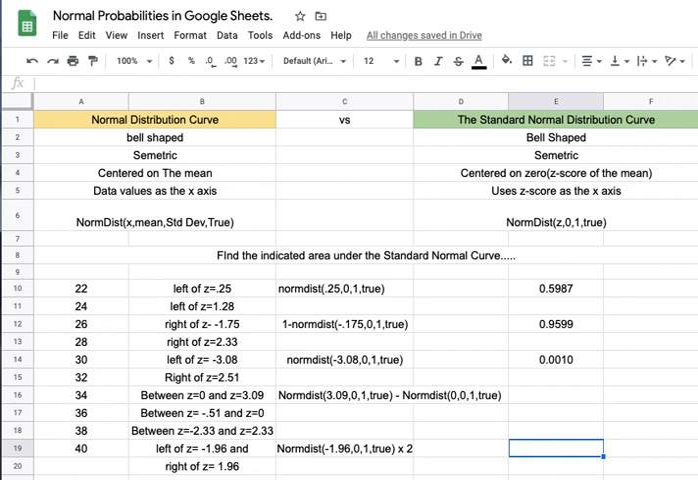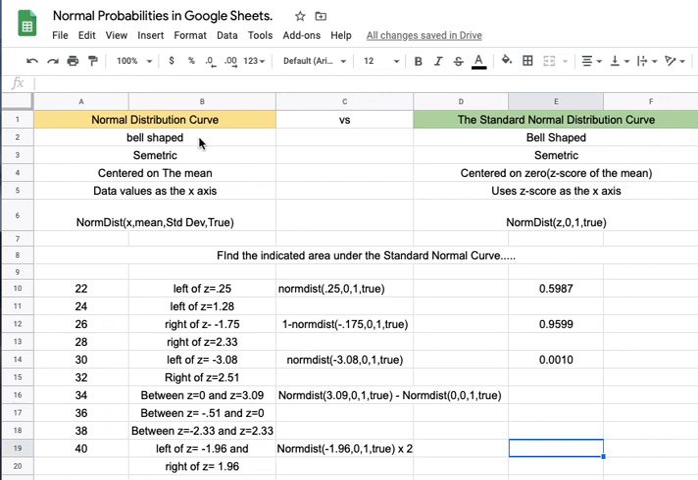Moving on to section 5.1, and we're going to start talking about normal probabilities. And thankfully, Google Sheets has some really nice ways to calculate normal distributions. Let's start with talking about the difference between a normal distribution curve versus the standard normal distribution curve.